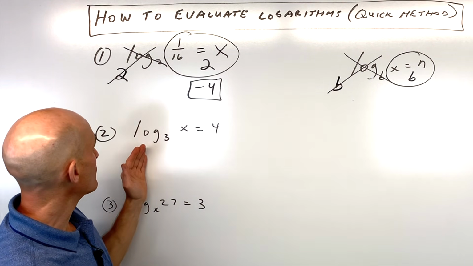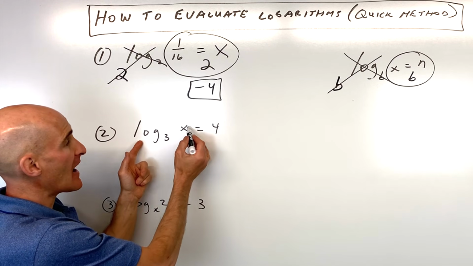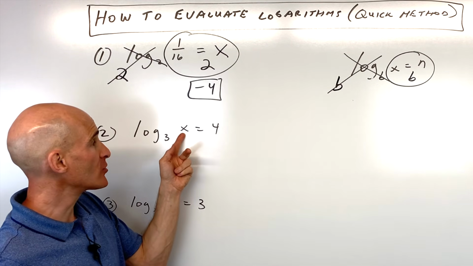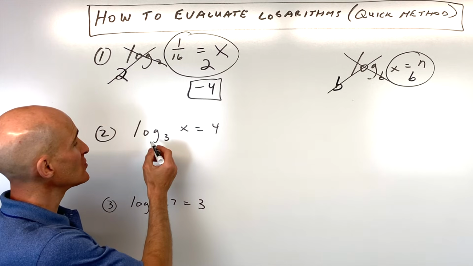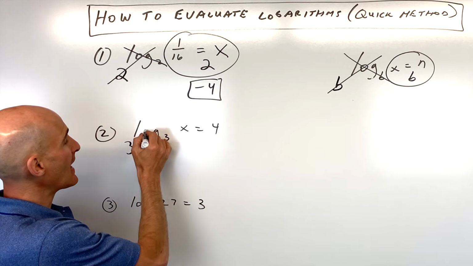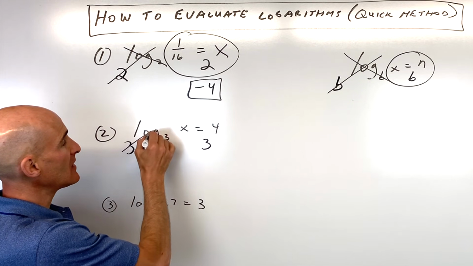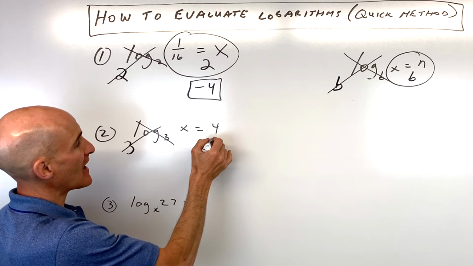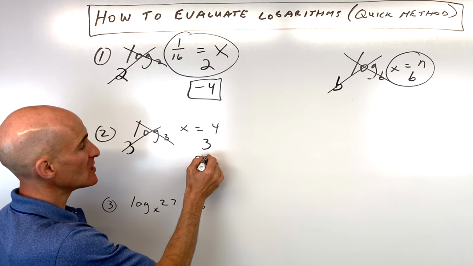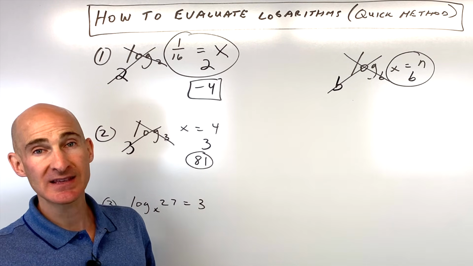So let's look at another example. Number 2, we've got log base 3 of x equals 4. So now we're solving for the argument, but it's the same idea. All you have to do is say, well, let me get rid of this log by exponentiating both sides. We're using base 3 because here the log is base 3. These are inverses, and you can see x equals 3 to the 4th power, which is 3 times 3 times 3 times 3. That's 81.